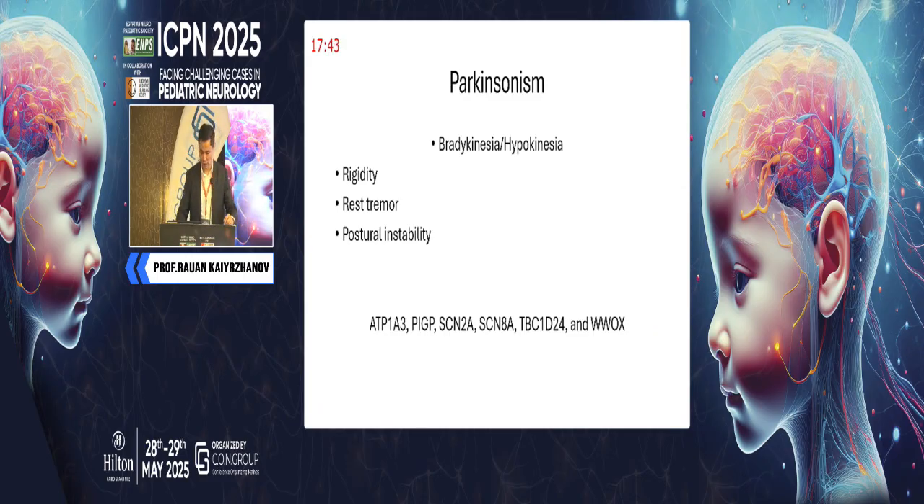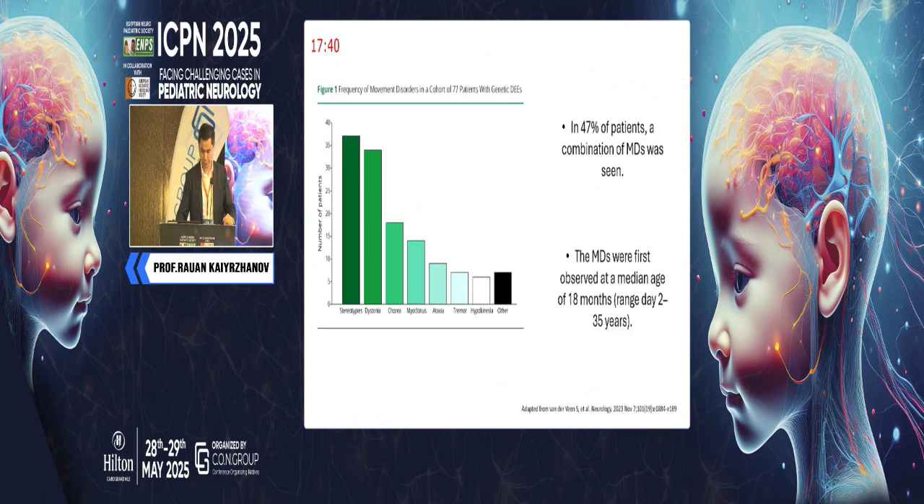But there are several genes in children associated with Parkinsonism. In 2023, Van der et al. described 77 patients with DEEs presenting with movement disorders. And they have shown that the most frequent abnormalities in patients with DEEs were stereotypies and dystonia, followed by chorea, myoclonus, ataxia, and to a lesser degree hyperkinesia. In 47% of these patients, they had a combination of movement disorders. So it's really difficult to differentiate.